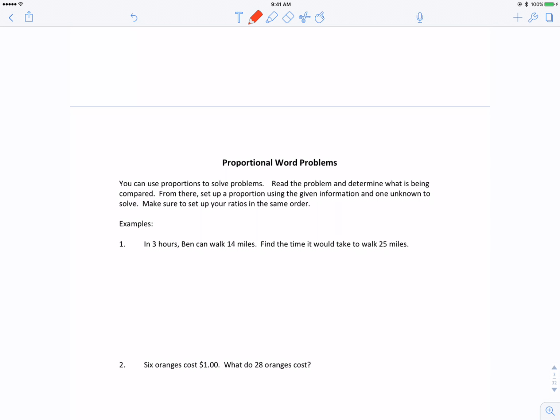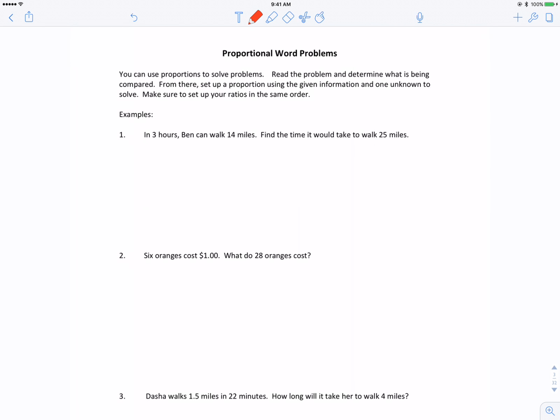Proportions are very important that we use correct order. So if we're talking about apples on the top of the proportion, then all numbers on top of the proportion refer to apples. And to assist in that and avoid having the wrong order, I always start by writing in words what it is that I am comparing. So in number 1, I'm seeing right away these numbers go together. In 3 hours, Ben can walk 14 miles. What I'm comparing is hours to miles.